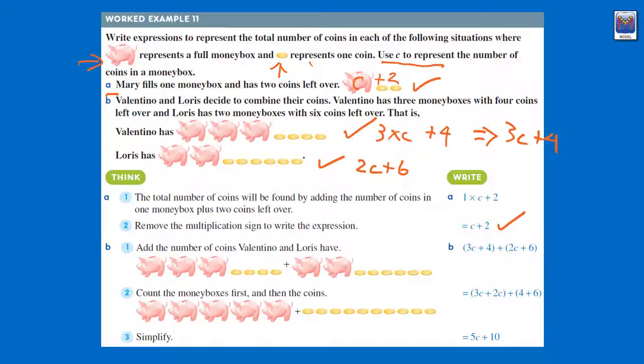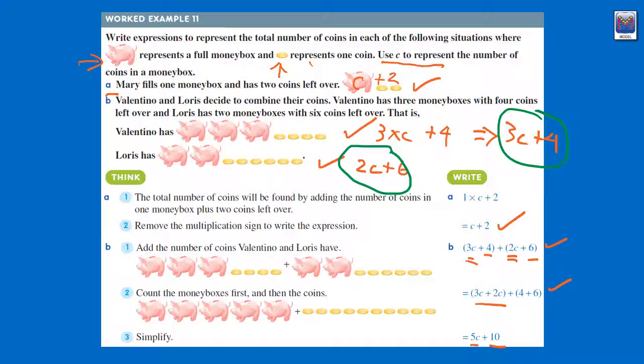6. So what we're going to do is put these together because Loris adds his to Valentino's. And how do we do it? Down here. A better way to start here: 3C plus 4 plus 2C plus 6. All right, and we can see that these are C's and these are C's. There's 3 of them there and 2 of them there. 3 plus 2 is 5C. And what we've got left is 4 plus 6, which is 10.